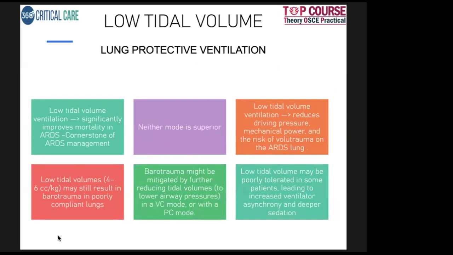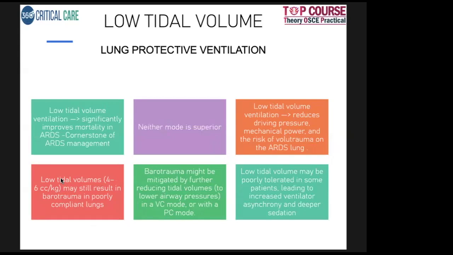Okay, the low tidal volume ventilation improves mortality significantly in an ARDS patient. That is why the low tidal volume is the cornerstone of ARDS management. Here, neither mode is superior. Whether it's a pressure control or a volume control, none of the modes is superior. And the low tidal volume ventilation overall reduces the driving pressure, the mechanical power, and the risk of volutrauma on an ARDS lung.